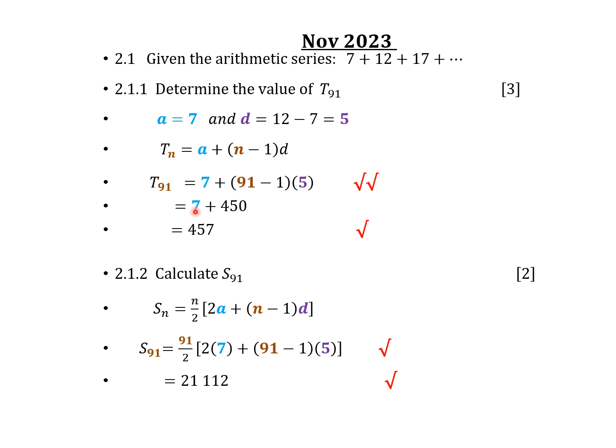So 1 mark for substituting N correctly, 1 mark for A and D correct, and 1 mark for the final answer.